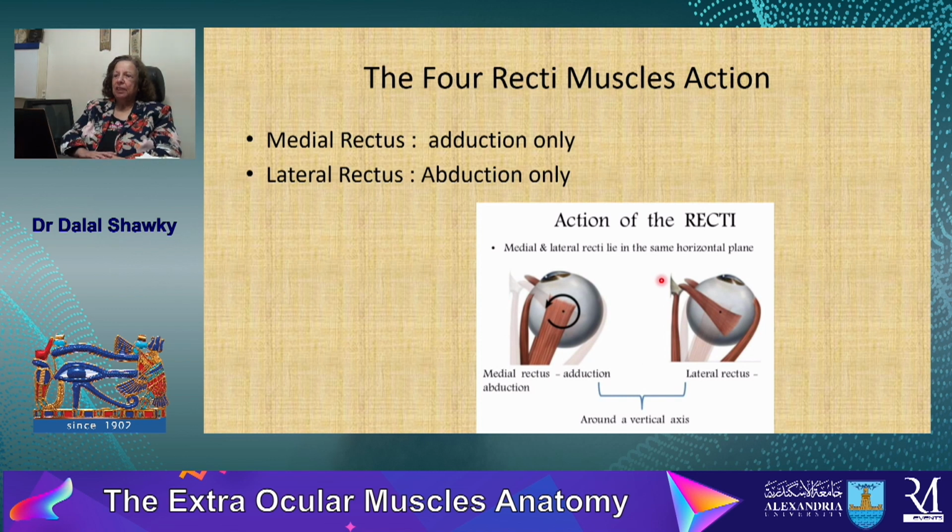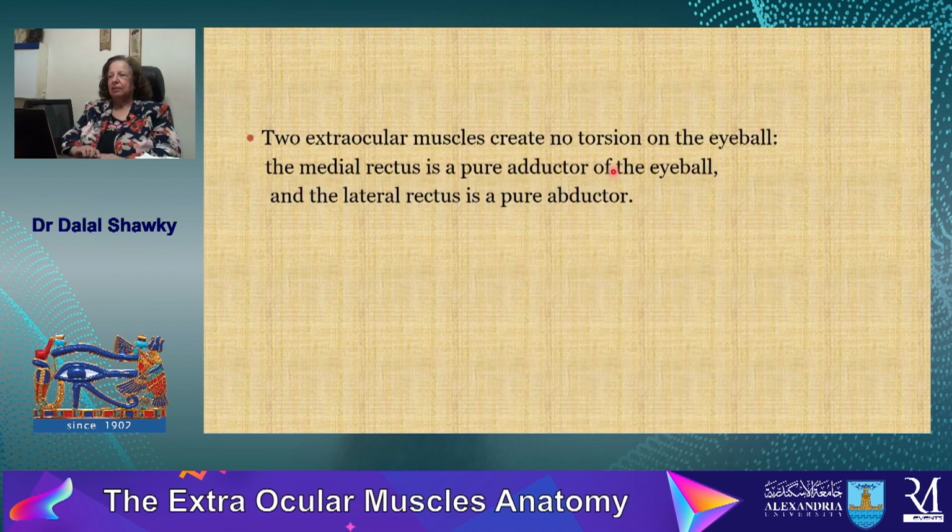The action of the recti muscles. The medial rectus causes adduction only. The lateral rectus, abduction only. They move around the vertical axis. No torsion is caused by these muscles. Only one action: adduction for the medial rectus and abduction for the lateral rectus. So these two extraocular muscles create no torsion on the eyeball. The medial rectus is a pure adductor, the lateral rectus is a pure abductor. I think this is clear.